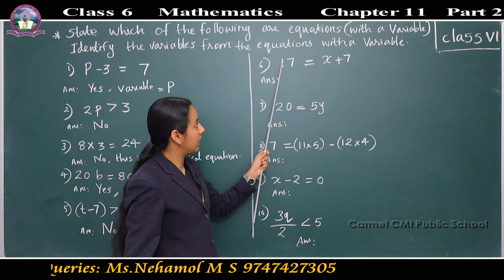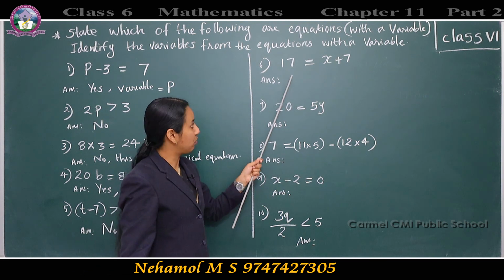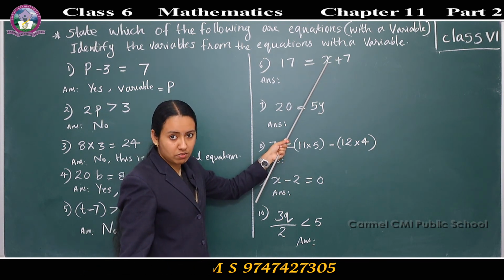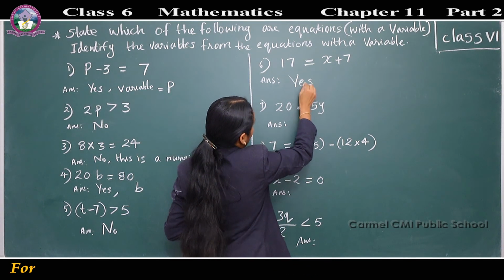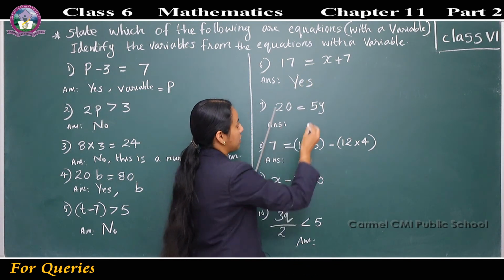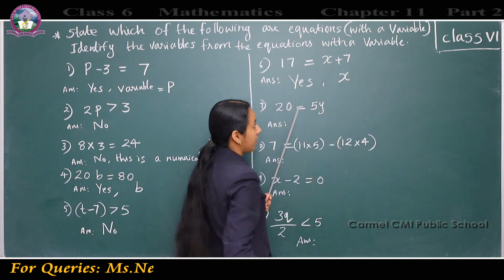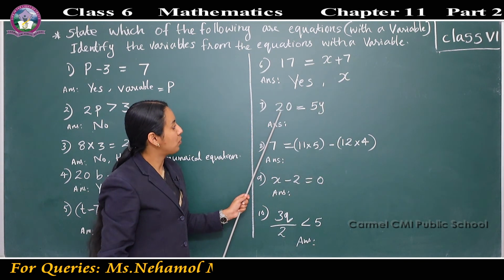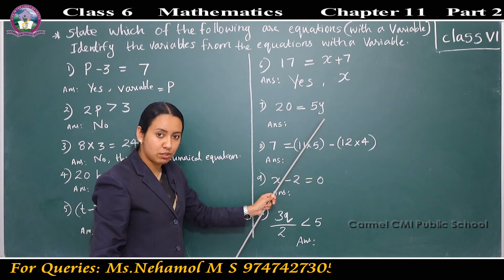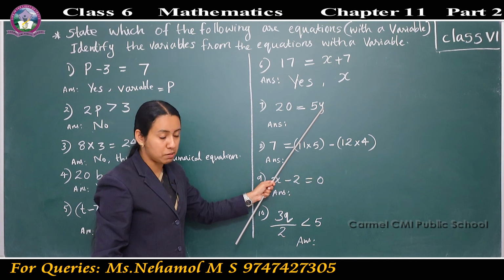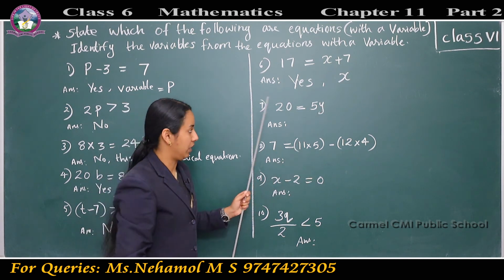Next one, 17 is equal to x plus 7. It is of the form LHS is equal to RHS. One variable is also there. Which one? x is the variable. So this is an equation with a variable. Then 20 is equal to 5y. This is also an equation with a variable. Which is the variable? y.